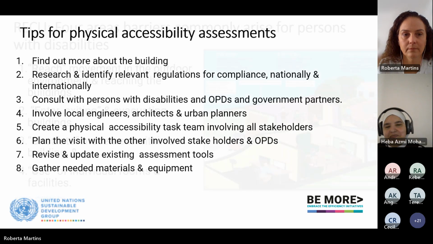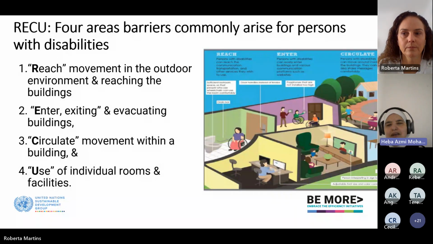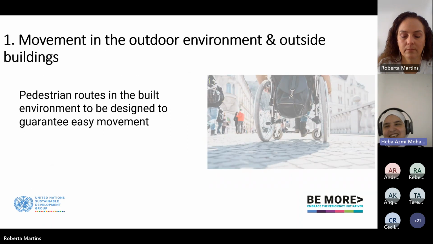Next slide, please. So the RECU, which is these four letters, stands for four areas where barriers commonly arise for persons with disabilities. I will just say their names, but we will explain them later. R stands for reach, or movement in the outdoor environment and reaching the building. E stands for entering, exiting, and evacuation of buildings. C stands for circulate, which means movement within buildings, and U stands for use of the individual rooms and facilities within the building.